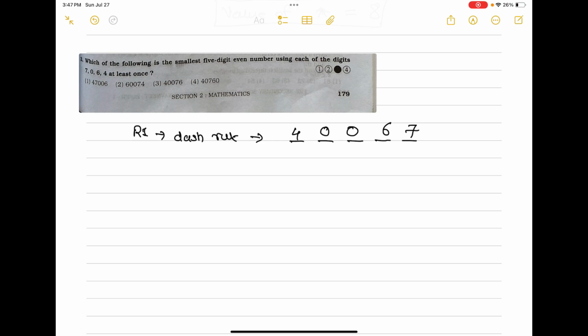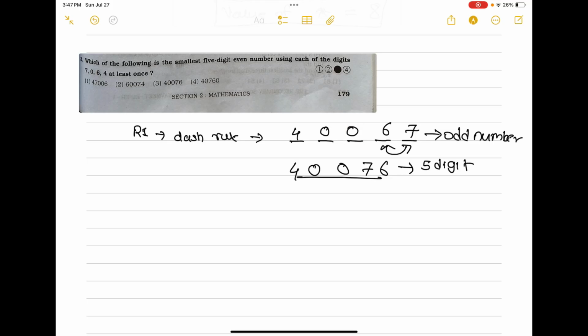Why is it not there? Is the question wrong? No, the question is not wrong because they ask for a 5 digit even number, and this is an odd number. To convert this number into an even number, write the same 3 digits and interchange the last two, 6 and 7, make it 76. So 40076 is the 5 digit smallest number that can be formed from the given digits.